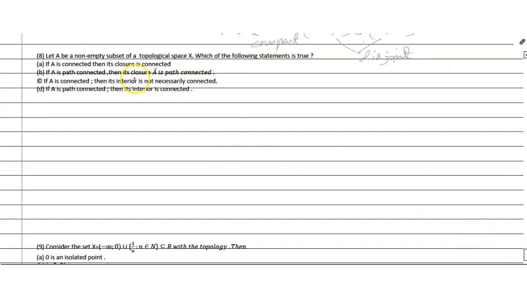Number 8. Let A be a non-empty subset of a topological space X. Which of the following statements is true? The first important result is that if A is connected, then A bar is connected.